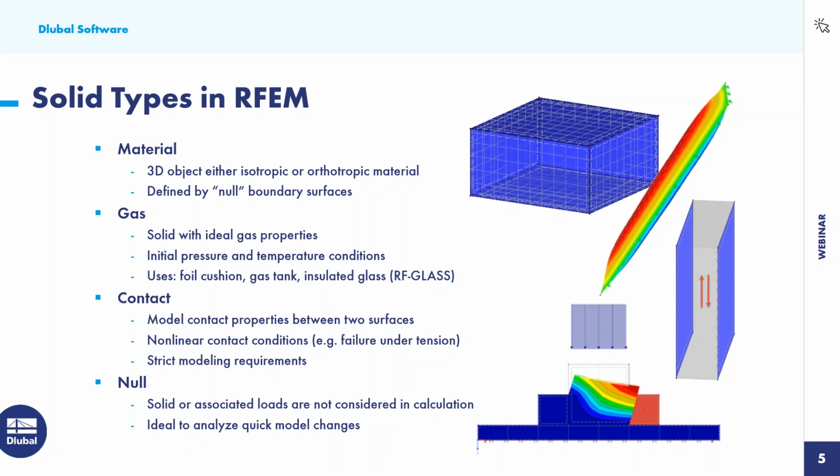And the final solid type is a null solid. Essentially, when we set a solid to null, which we can see over here on the right-hand side with this picture, where this red solid is set to null, then the solid itself and any associated loads are not considered in the calculation. We might want to use this option to quickly make changes within our model and to run the calculation without considering the solid, but then we can reactivate it without having to redraw it again.